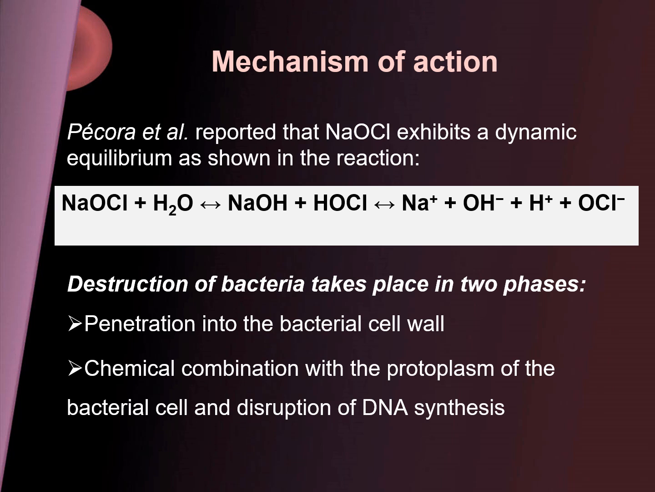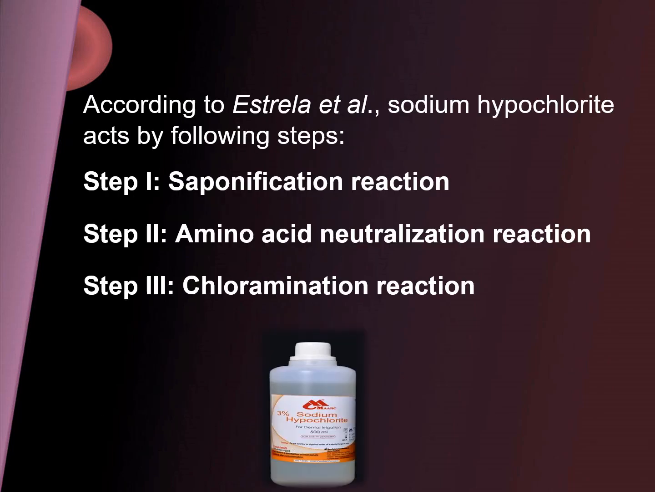Destruction of bacteria takes place in two phases. First, penetration of the bacterial cell wall, and then chemical combination with the protoplasm of the bacterial cell and disruption of DNA synthesis. According to Estrella et al., sodium hypochlorite acts by the following steps. First step is saponification reaction. Second step, amino acid neutralization reaction. And third step is chloramination reaction.